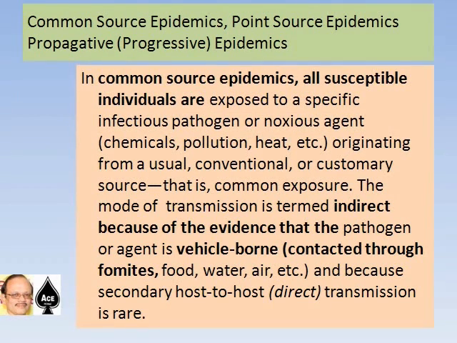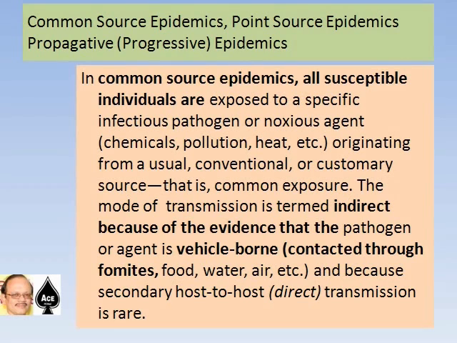And this is actually the continuation of the series, and we stopped with the epidemics, and the third part is the common source epidemic, point source epidemic, and propagative or progressive epidemic. In common source epidemic, all susceptible individuals are exposed to a specific infectious pathogen or noxious agent, like chemical pollutant or heat, originating from a usual, conventional, or customary source, that is common source.